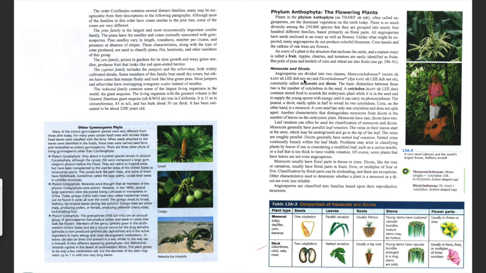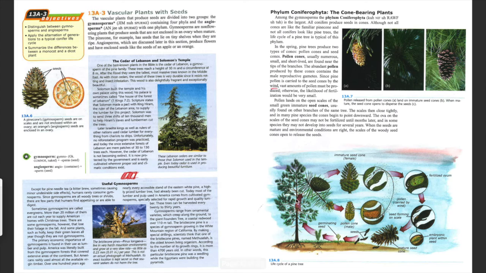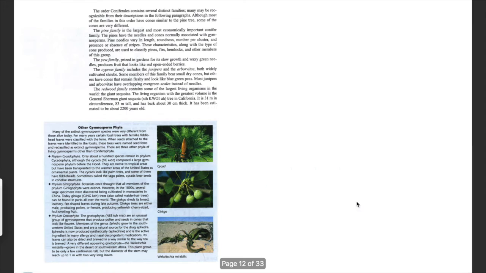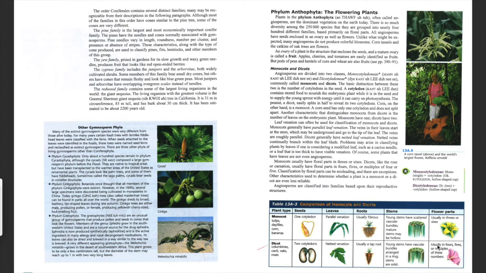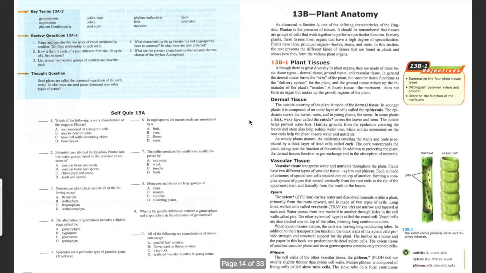The flowering plants, monocots and dicots, right? So these are non-flowering with seeds, cone-bearing plants, and you have the flowering plants with seeds that are flowering, okay? And there's that little image that I showed you. You should memorize this chart right here, okay?